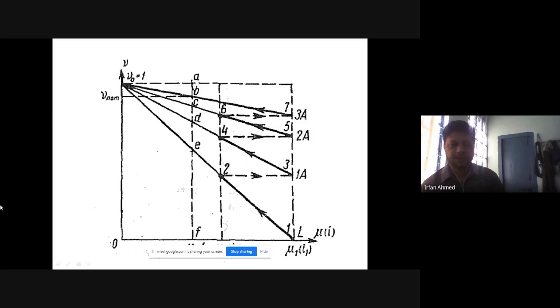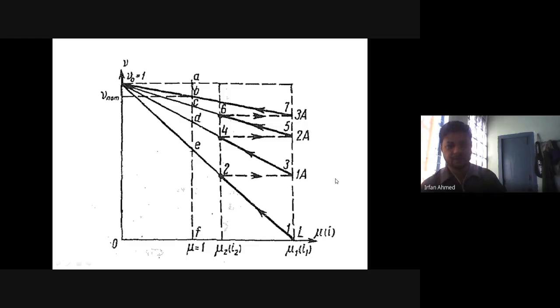These are the speed torque characteristics of the motor that we have been drawing till now. Now here you see a number of characteristics. How many characteristics do you see? You see 4 characteristics. This is the first characteristic, second characteristic, third characteristic, and fourth characteristic.